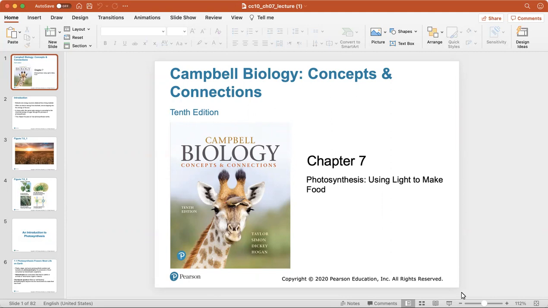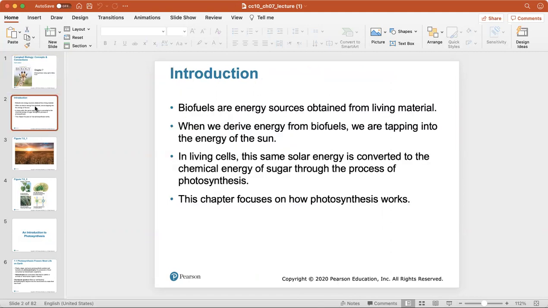This chapter will be all about photosynthesis, and it's the last chapter before our next lecture exam, so it's the end of this module. In this chapter, we're going to be talking about biofuels being an energy source obtained from living material. We're going to talk about how when we derive energy from biofuels, we're tapping into the energy of the sun, and then we're going to relate this to living cells.